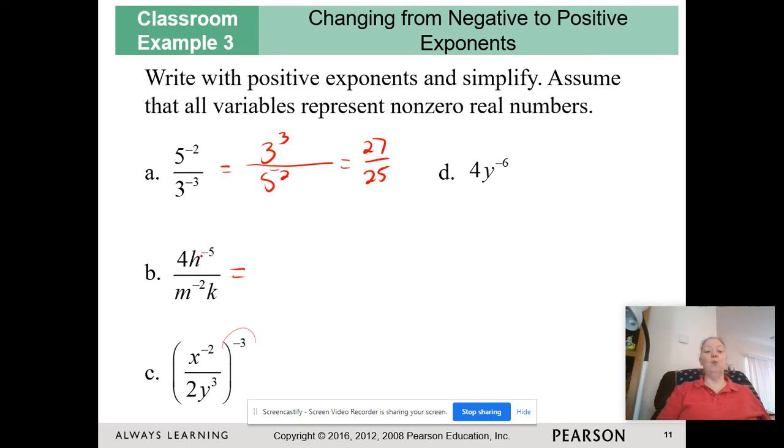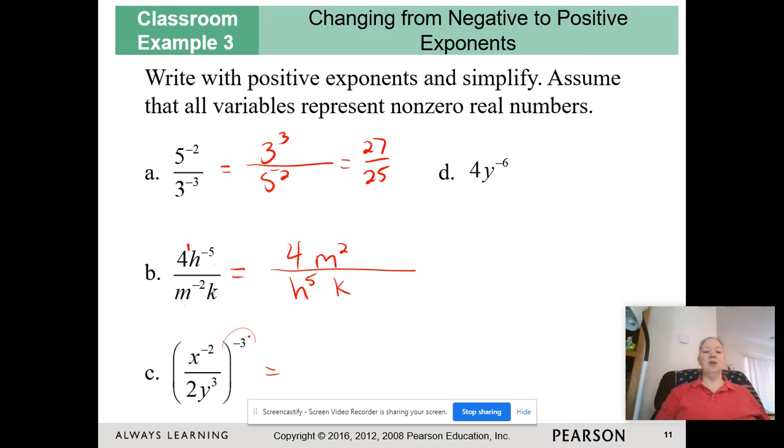So this, oh, be careful. This is 4 to the first power. Okay, these are not glued together. The 4 doesn't go with the h. The 4 stays on top, has a positive exponent. But the h does have a negative exponent, so we're going to put it on the bottom. M has a negative exponent, we're going to put it on the top. And k has a positive exponent. It's going to stay put. We don't have to simplify the coefficient, and we don't have any variables that we have to put together.